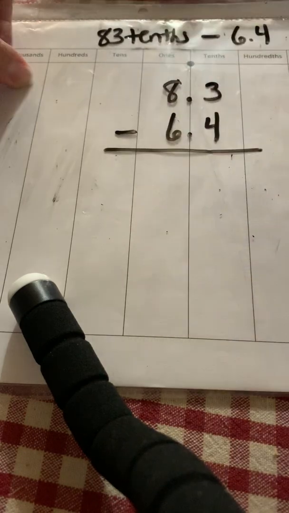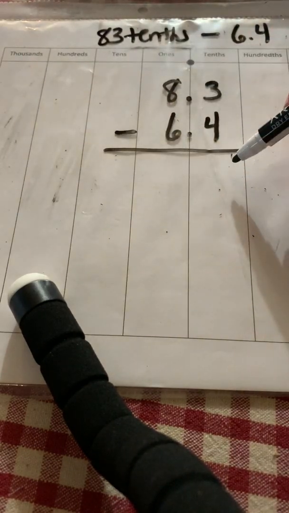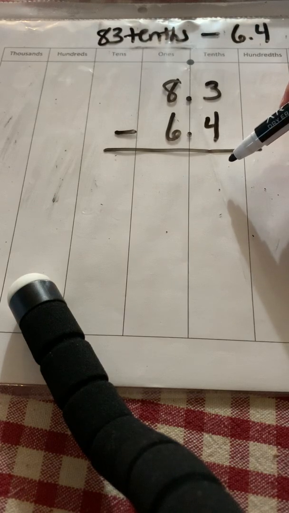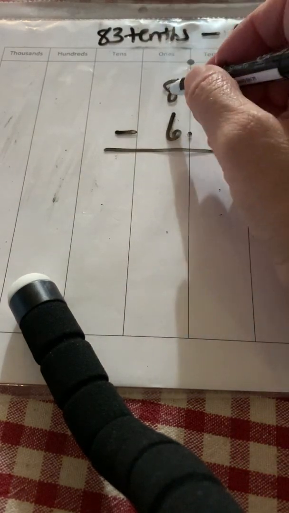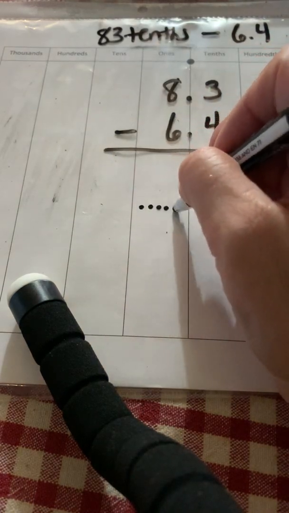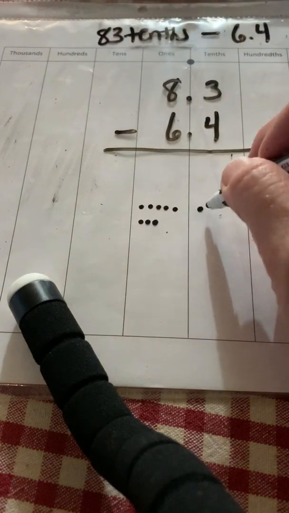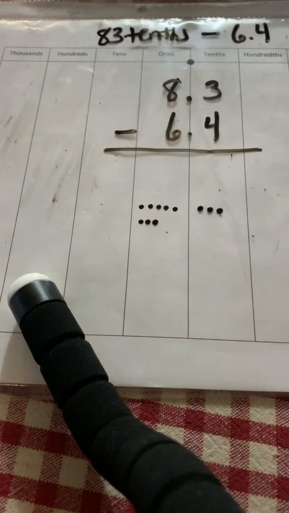I have my place value chart right here, so I'm going to write 8 and 3 tenths minus 6 and 4 tenths. I'm not sure you can see the columns anymore. I lined up my ones column, my decimals, and my tenths column. Next, I make my chip model. I have 8 ones. 1, 2, 3, 4, 5, 6, 7, 8. I have 3 tenths. 1, 2, 3.